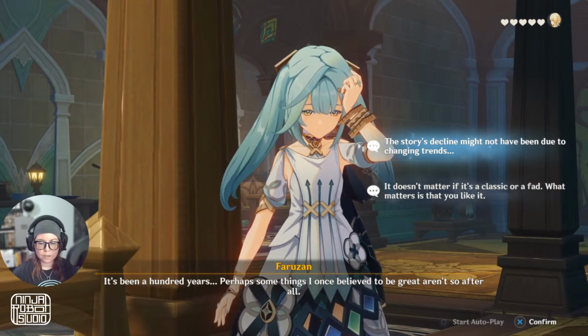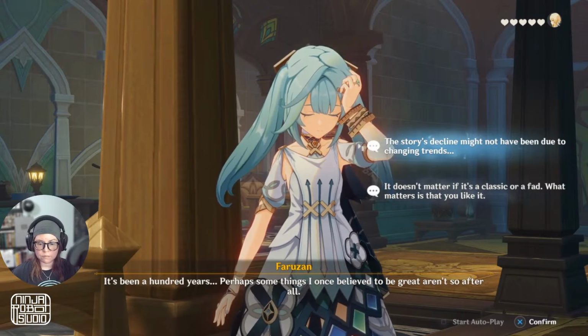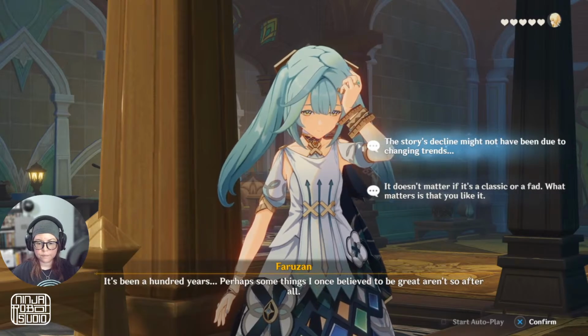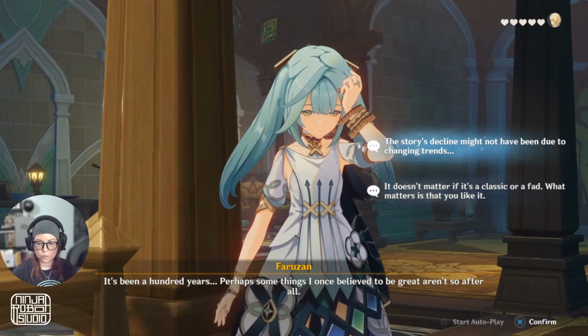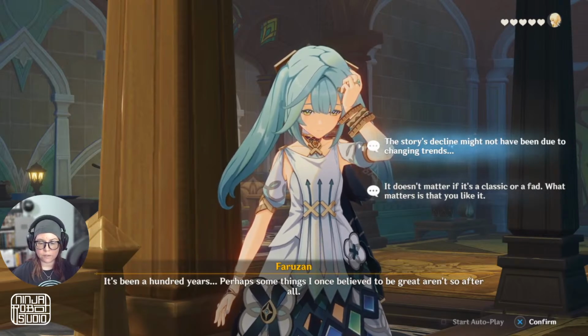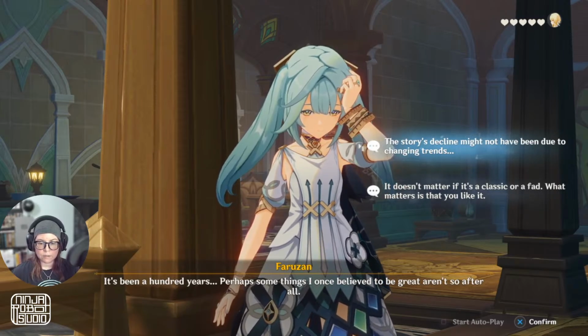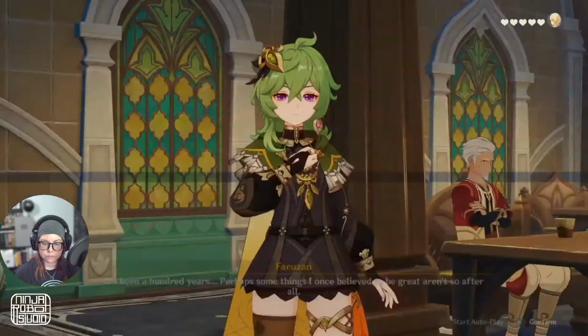Anyway, here in the branching narrative, I think these are two different thoughts, finally, this time. I'm going to go with this one because what I know of Faruzan, I don't think the classic fad thing, what matters is that you like it, is going to matter. I'm going to go with the academic approach here because she's an academic.